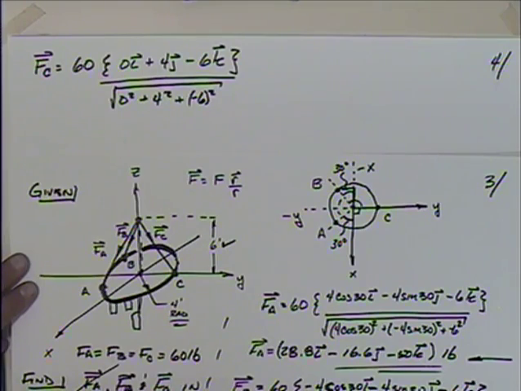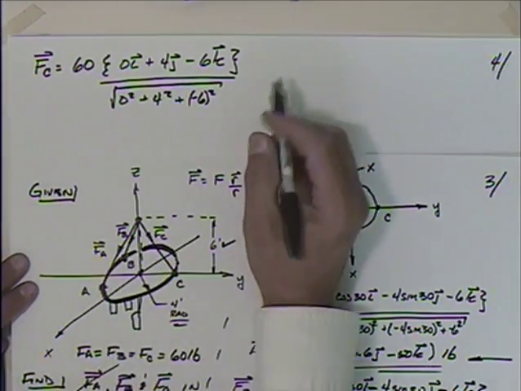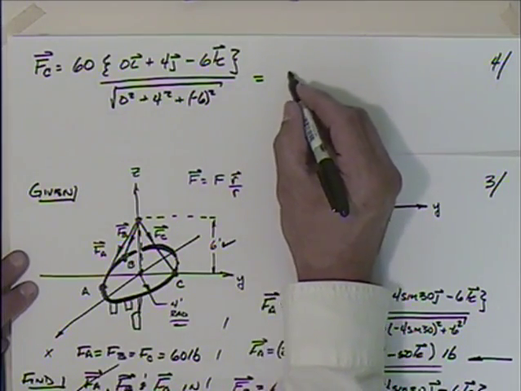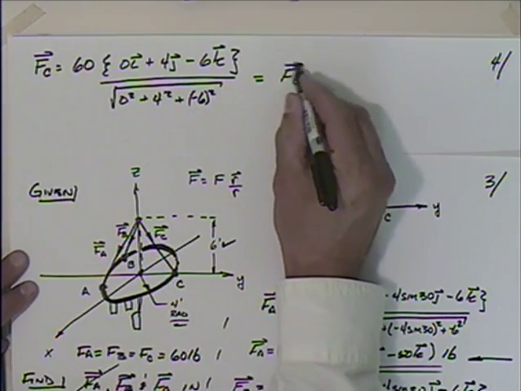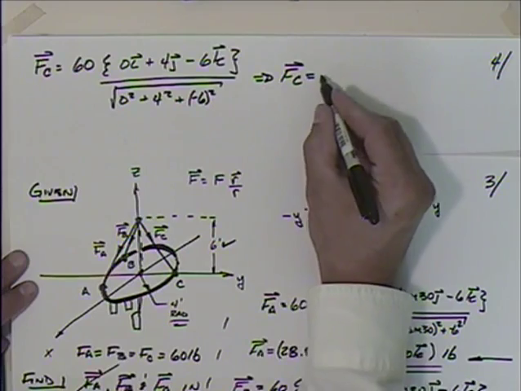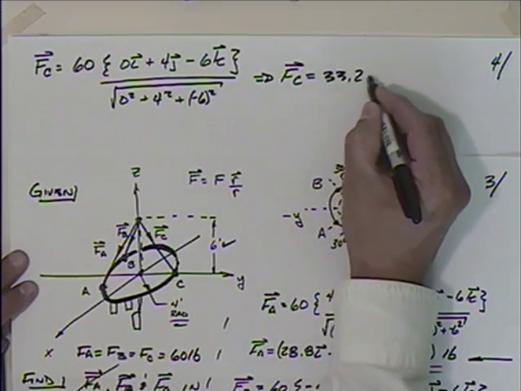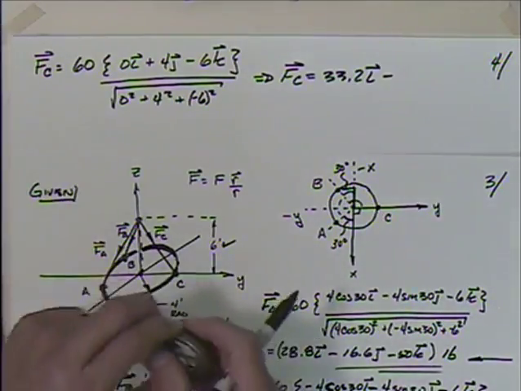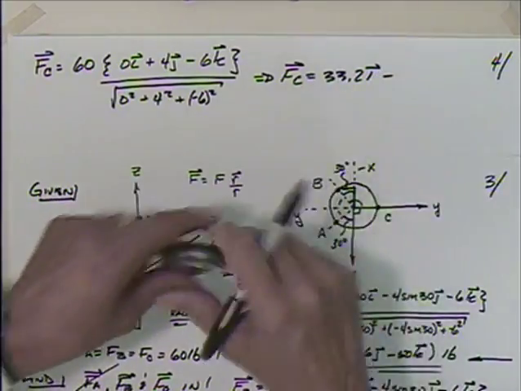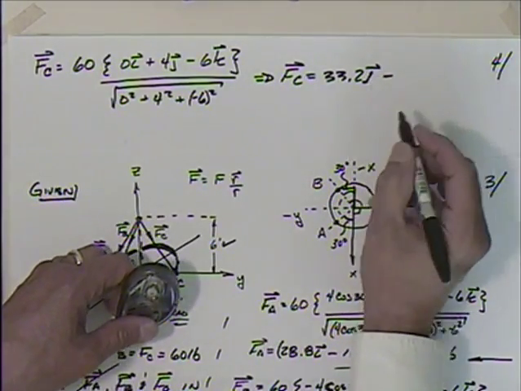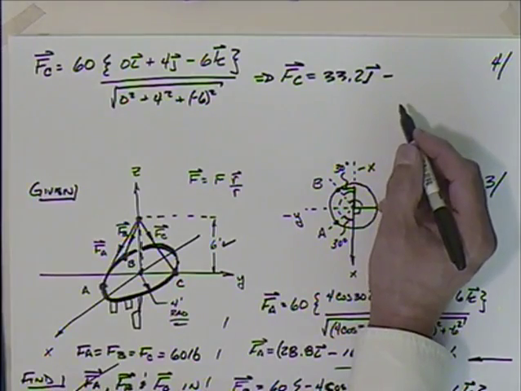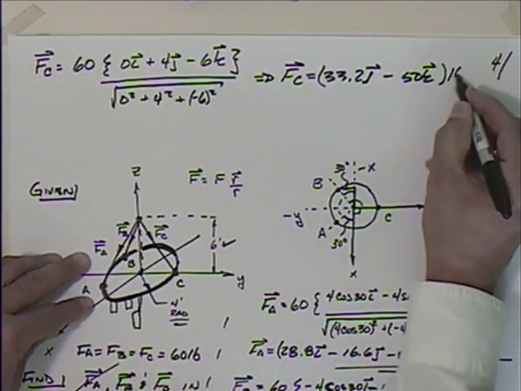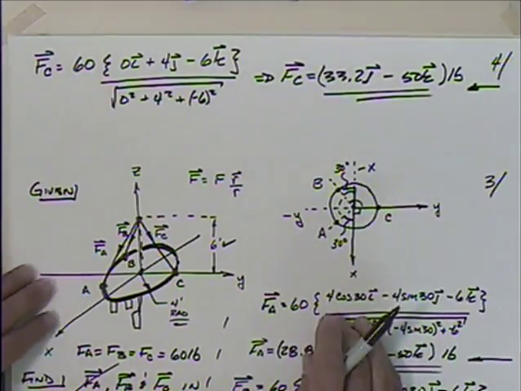Double check the work there. Yeah, and interestingly enough, that denominator comes out exactly the same as the other ones. So our math yields that f sub c is equal to 33.2 in the i direction. No, there's nothing in the i. That should be 0 in the i, so this would be j, wouldn't it? Okay, so positive 33.2 in the j minus 50 in the k, and that would be pounds. So that'd be our answer for f sub c.